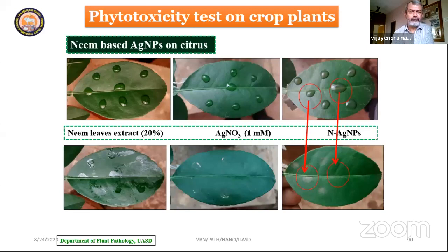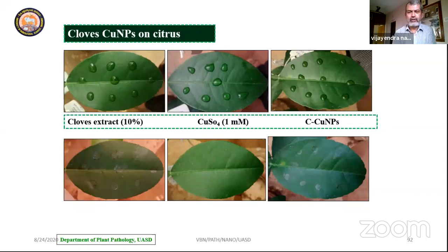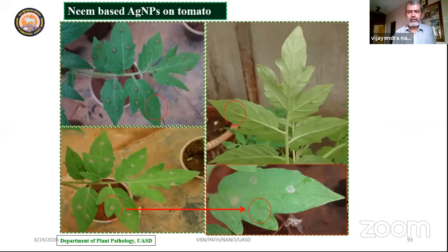Second one, soya based, similar thing you can find. And somebody suggested, we don't do all those things on the citrus because citrus is sturdy. So in place of citrus, can we use other plant material? Slowly we moved from this for the copper, and slowly we moved to tomato, supposed to be a highly succulent one. Yes, when we tried in tomato, we can find water-soaked lesions. Sometimes we can find phytotoxicity.